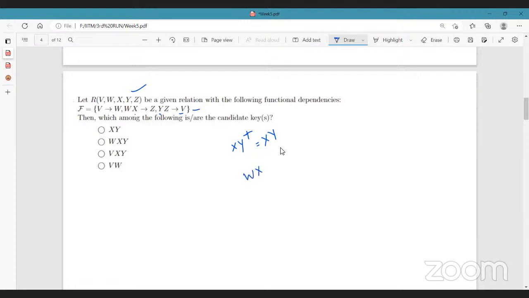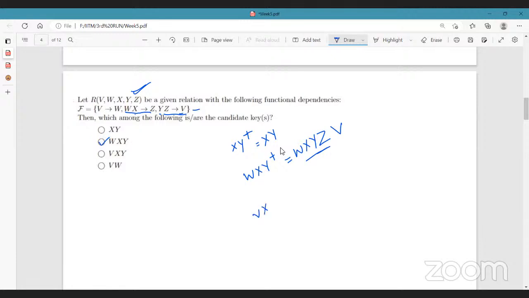Now let us check the closure of wxy. So wxy will determine itself. Then if you can see, wx determines z, so we will get z. Then we get yz, and yz determines v. So since it is determining all the attributes of the relation, we can say wxyz is one of the candidate keys.